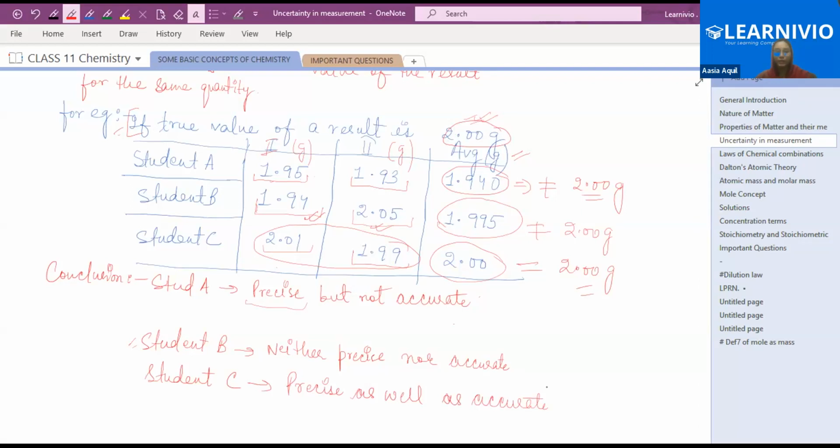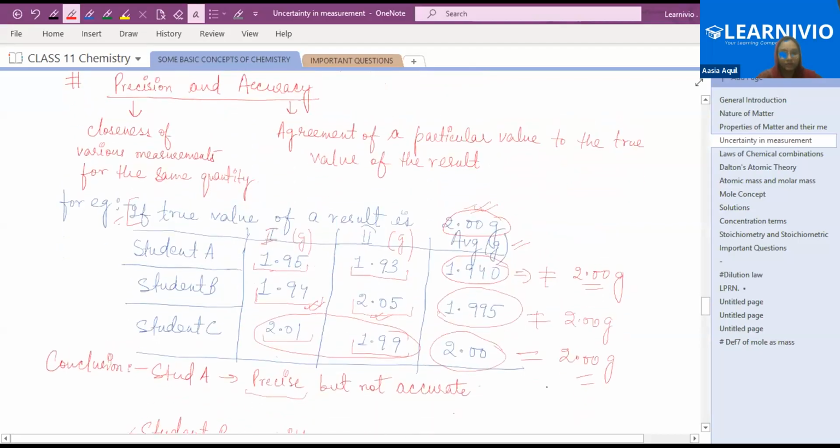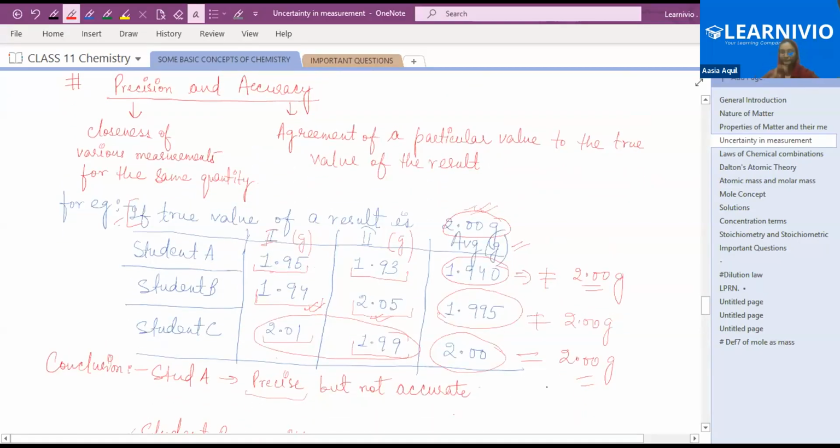Then you can note down. Ma'am, can you show the definition of accurate and precise? Yeah, just write it down.